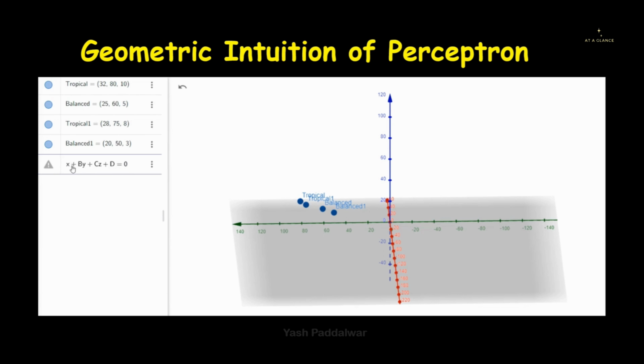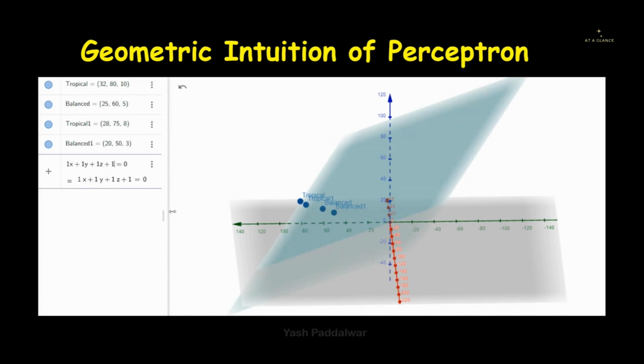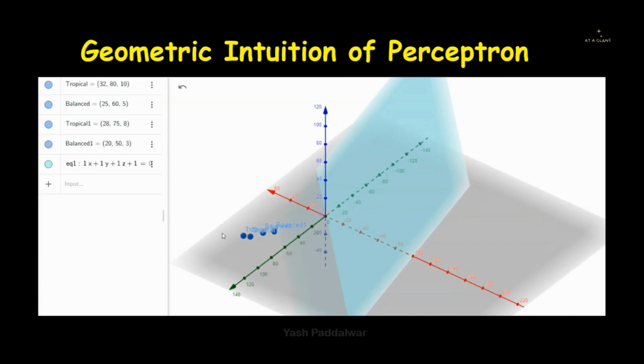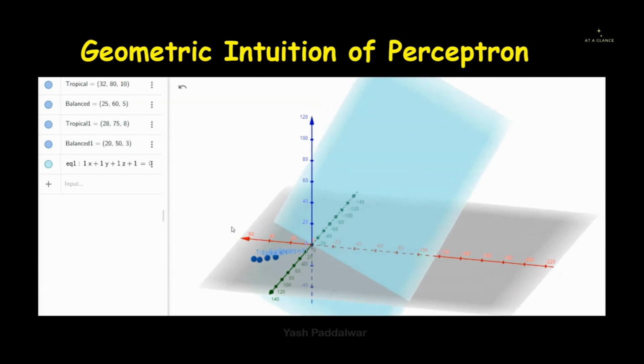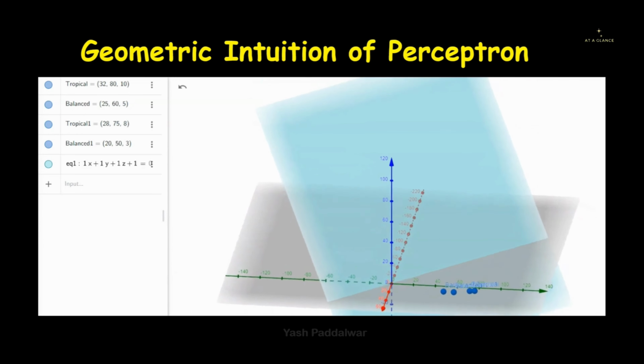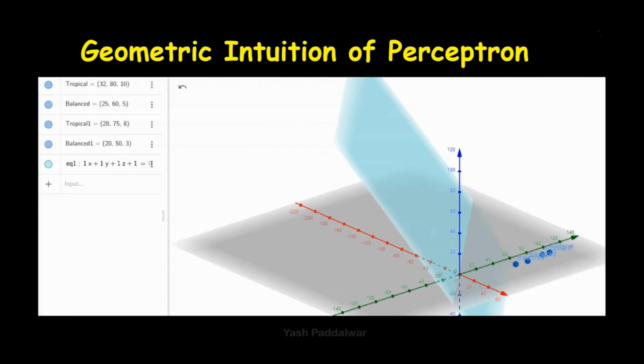Initially, before training, we don't know which feature is more important, that is why we initialize the value to be the same for all the weights. Here let's initialize the weights to be 1 and you can see that the plane looks something like this. Now this particular plane is not responsible for separating the two classes, tropical and balanced.